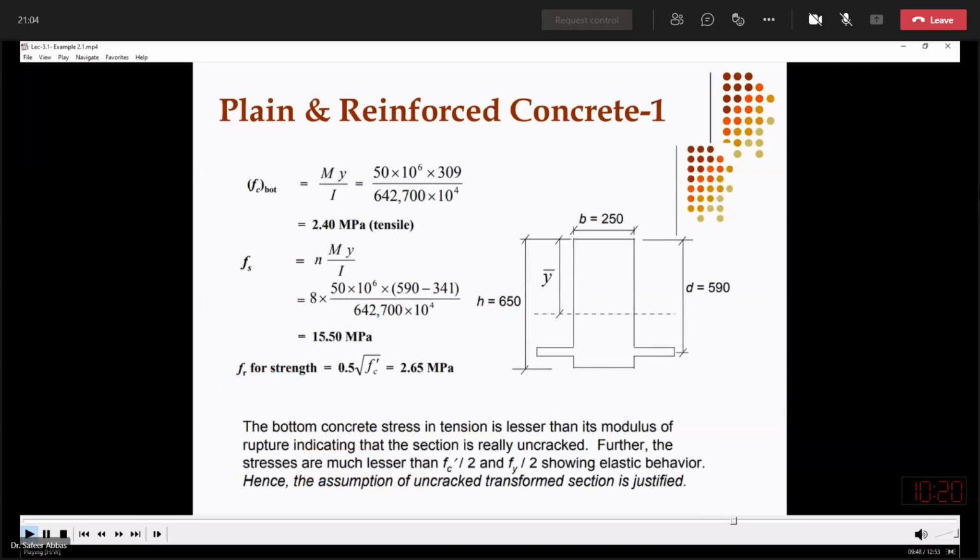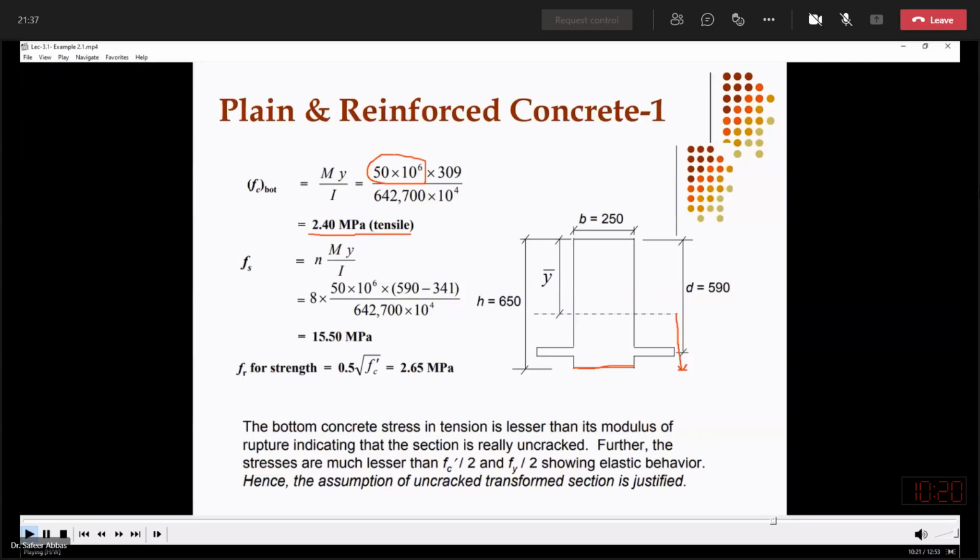Now we need to calculate stress at the bottom, at that portion. So same, we have My over I, this is M, which is given. Y is the distance from that up till here, which is 309. If we deduct 341 from 650, we will get 309, divided by I. So we will get 2.40 megapascal.